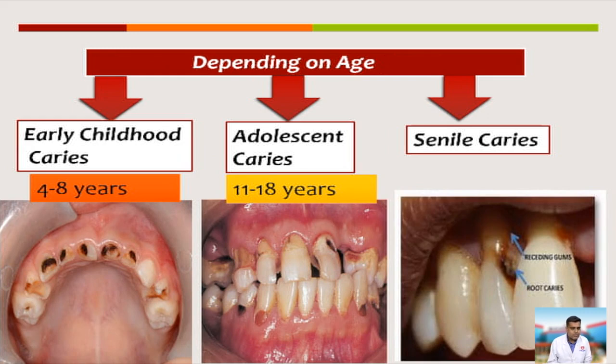Then coming to the classification of caries depending on the age of the patient. According to the age of the patient, we have early childhood caries, that is 4 to 8 years of age, adolescent caries, that is from 11 to 18 years of age, and senile caries, that is in older age patients.